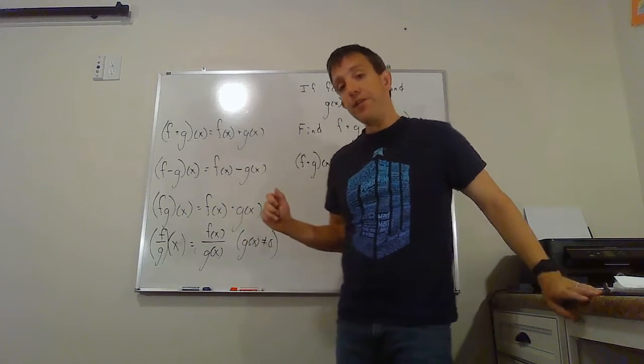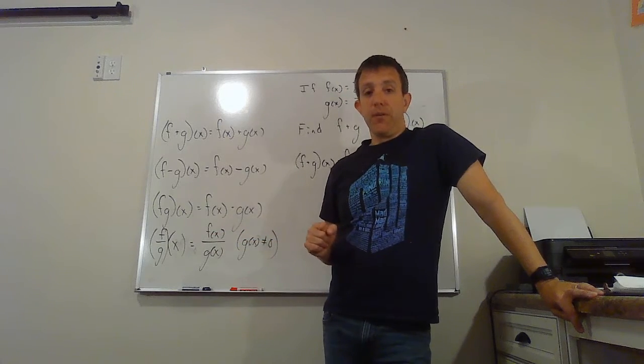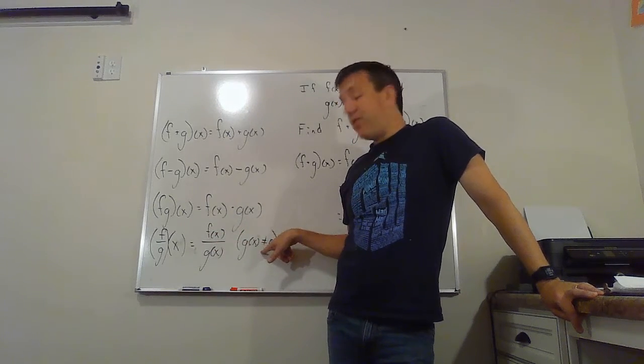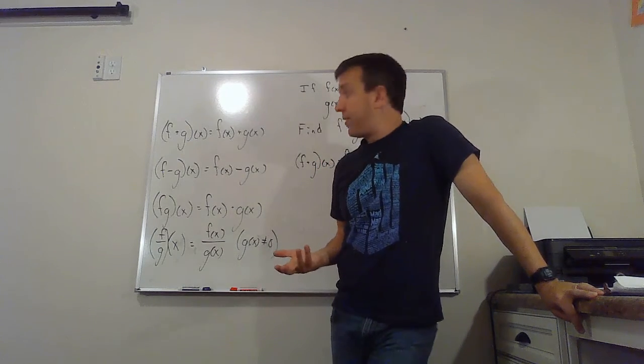One note here about division. Division only works if the bottom isn't 0. So that's why I have here that g of x is not allowed to be 0. Because, yeah, you can never divide by 0.